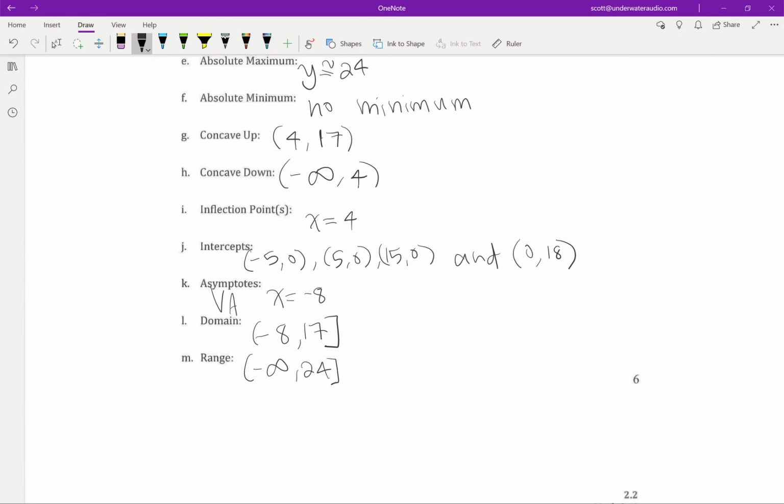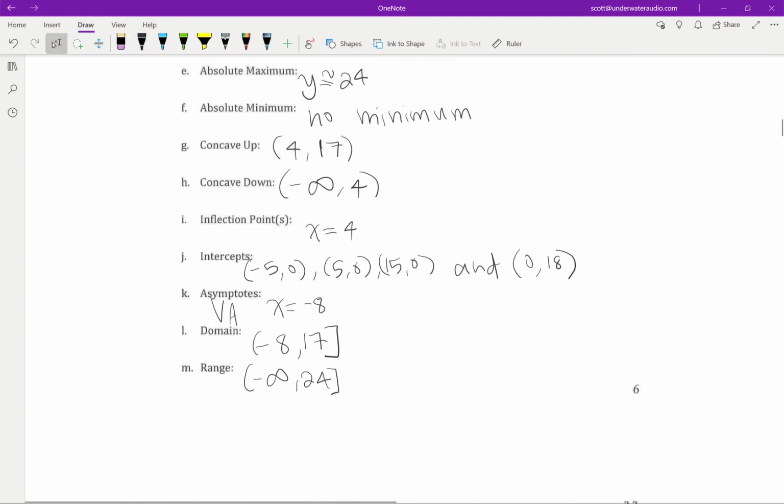Cool. So I think this is the last problem. It totally is. Okay, that's section 2.1. Let me know if you have questions.